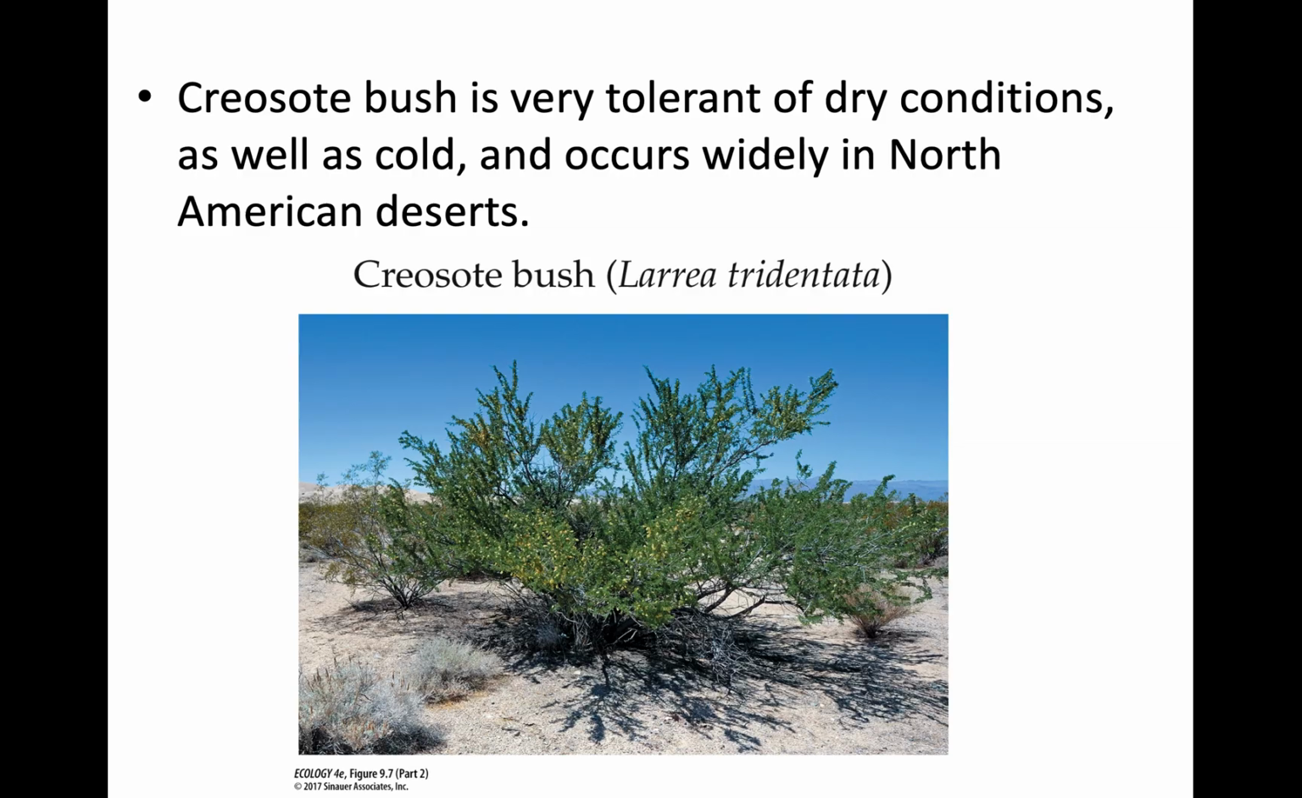And an example of two species which have different habitat suitability tolerances relates to creosote and the saguaro cactus. And creosote is an example of a species that is actually very tolerant of both dry and cold conditions. So it occurs fairly widely across North American deserts. Here you can see a picture of creosote.